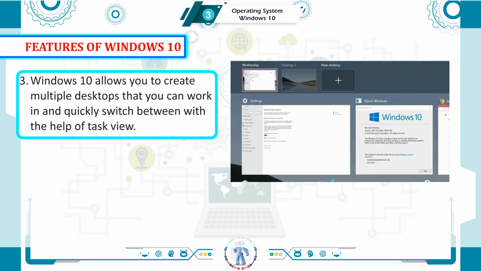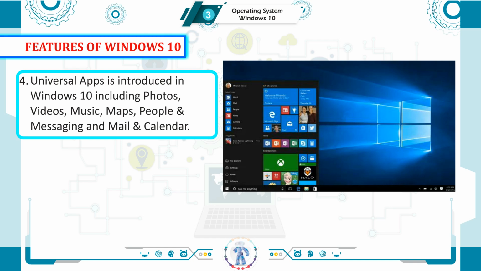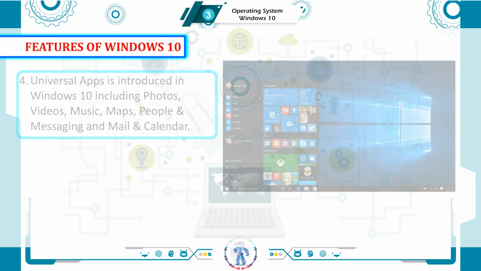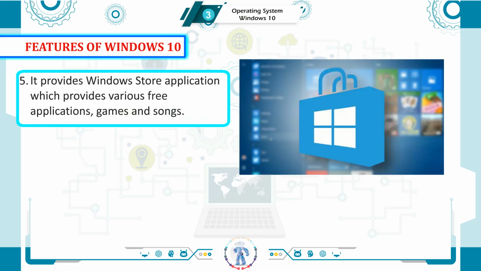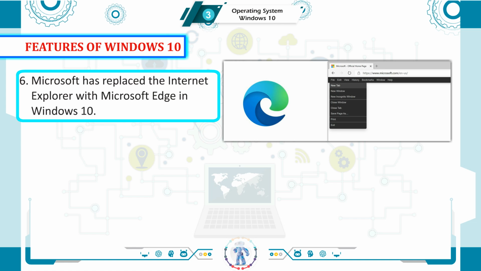3. Windows 10 allows you to create multiple desktops that you can work in and quickly switch between with the help of Task View. 4. Universal Apps are introduced in Windows 10, including photos, videos, music, maps, people and messaging, and mail and calendar. 5. It provides the Windows Store application, which provides various free applications, games and songs. 6. Microsoft has replaced Internet Explorer with Microsoft Edge in Windows 10.